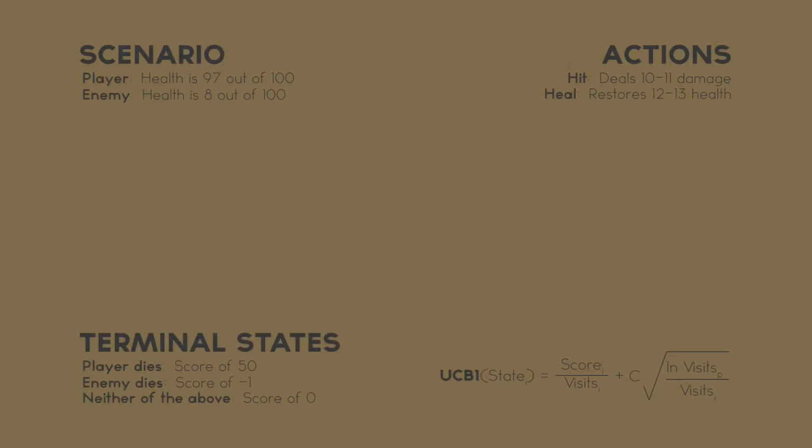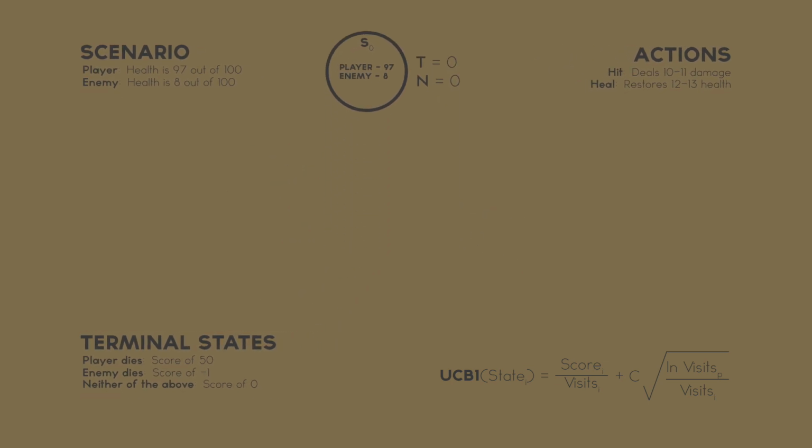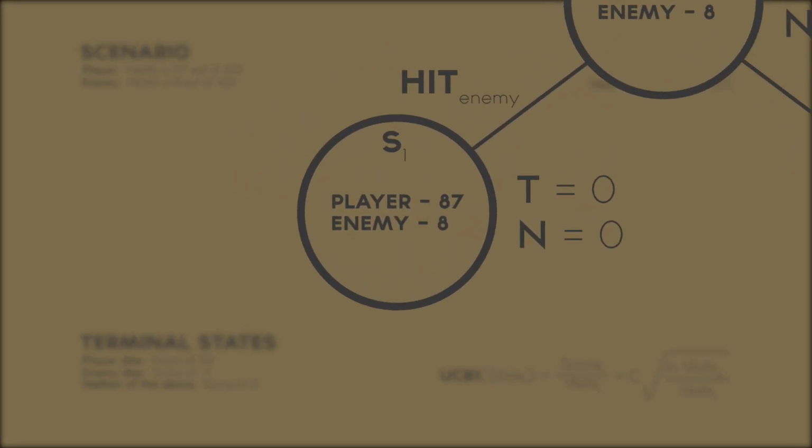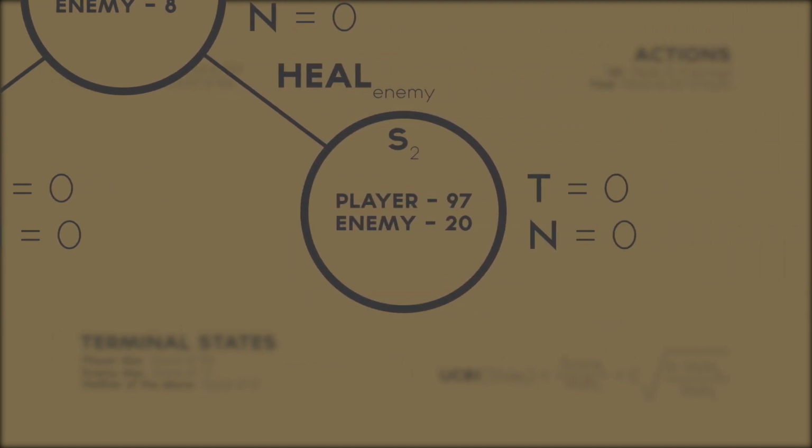The algorithm takes the initial state of player health of 97 and enemy health of 8. We first generate the direct children for this state with the provided actions. State S1 has the player health at 87 because it's the hit action, and the enemy health at 8. State S2 has the player health at 97 and the enemy health at 20 due to being the heal action.